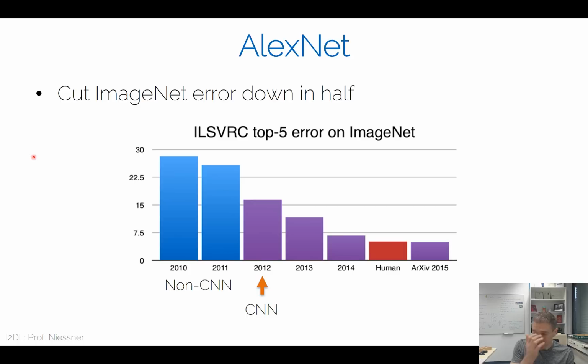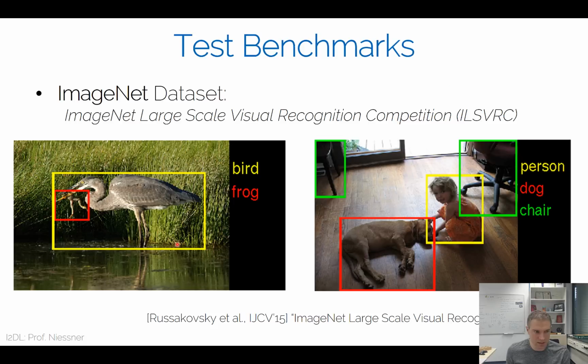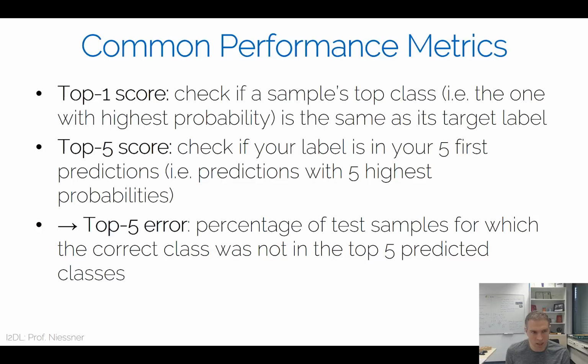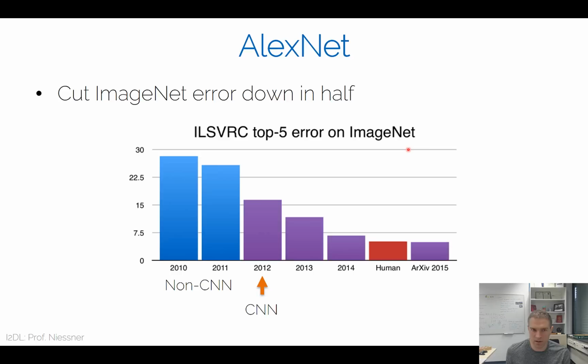This is a graph here that on the y-axis shows the ImageNet top five error, right? This benchmark here, what I've just shown you, this ImageNet Large Scale Visual Recognition Challenge. We have the top five error here on ImageNet. So it's the percentage where none of the scores in the top five has the ground truth label in it. And what we measure here is basically the error, the percentage of how many of the classes were wrong.